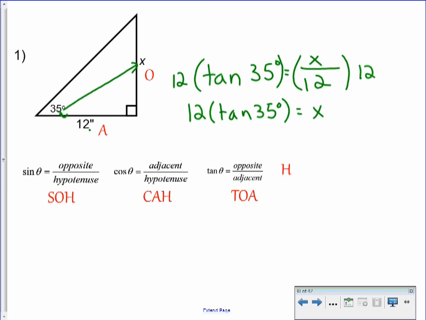So now I need to go to the beautiful calculating device. I need to type in 12, tan, 35. You see the little tan button there, right? Right above the numbers. So 12, tan button, and then 35.